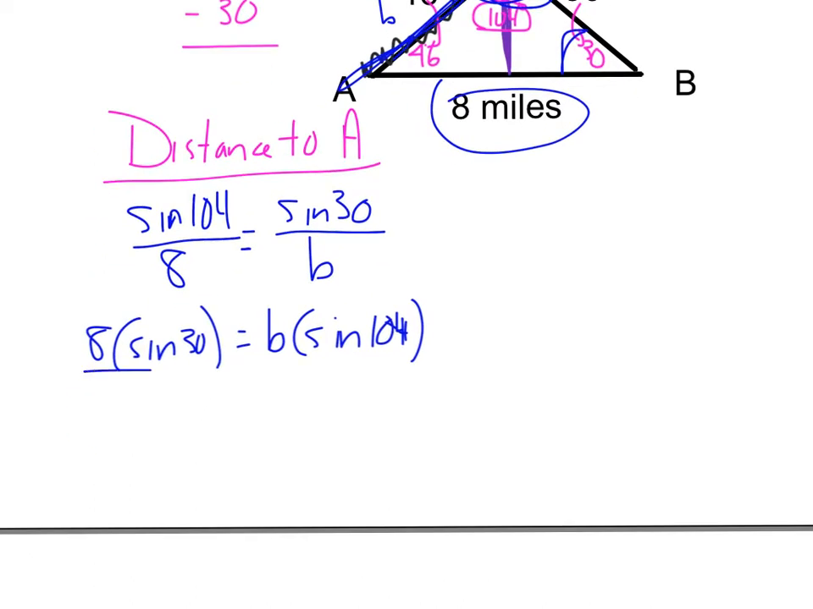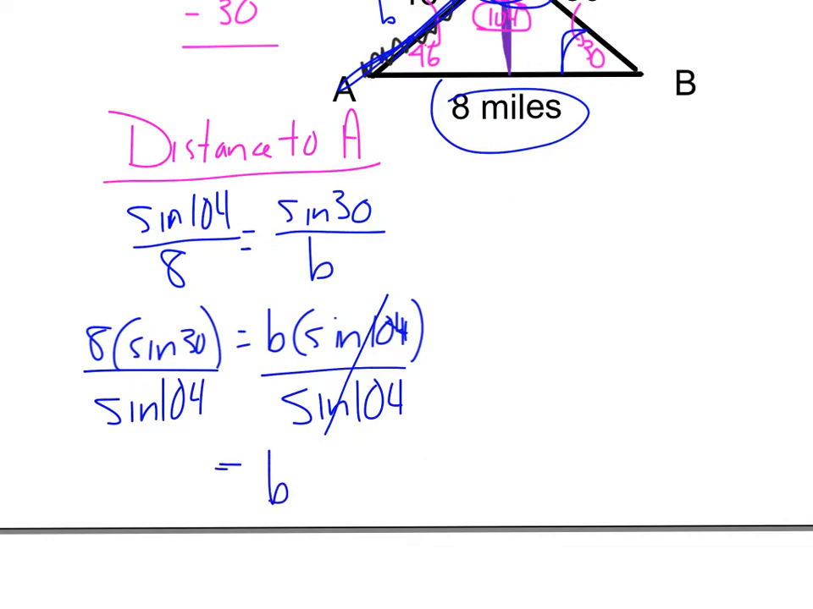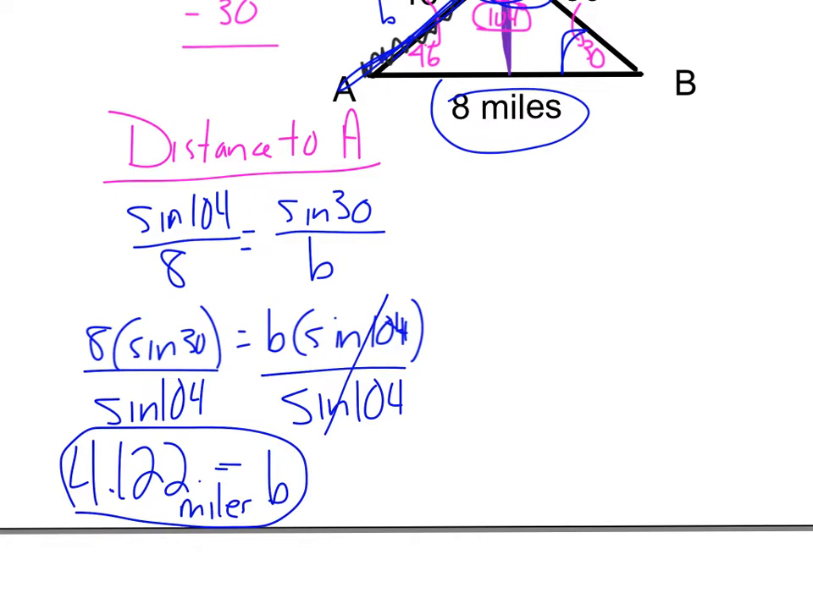So a little bit of division cancels out. So I want 8 times the sine of 30 divided by the sine of 104. So I get that length to be 4.122. So it is a direct length of 4.122, and we're talking about miles for that problem.